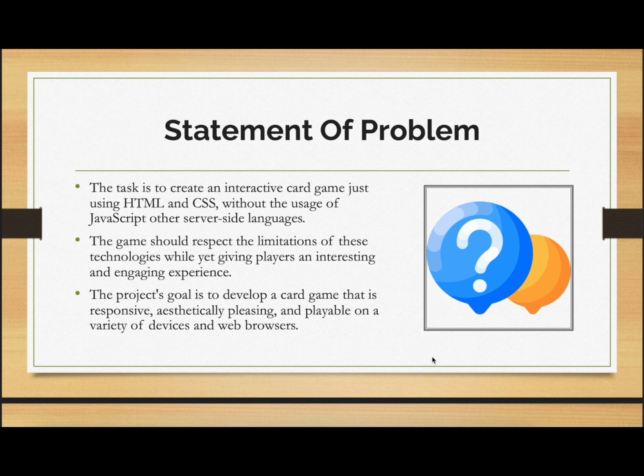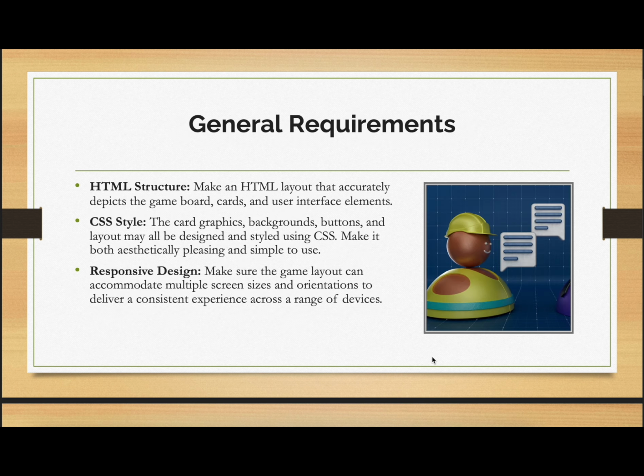So what's our project about? It's about using HTML and CSS to create a logic, like a card game in which if you get the right card, you get to win, and if you get the wrong card, you lose. So the game should respect the limitations of these technologies because we're only using HTML and CSS. Trying to create logic with these two languages is going to be a little bit complicated, so we're going to try our best to make sure it works as well as possible.